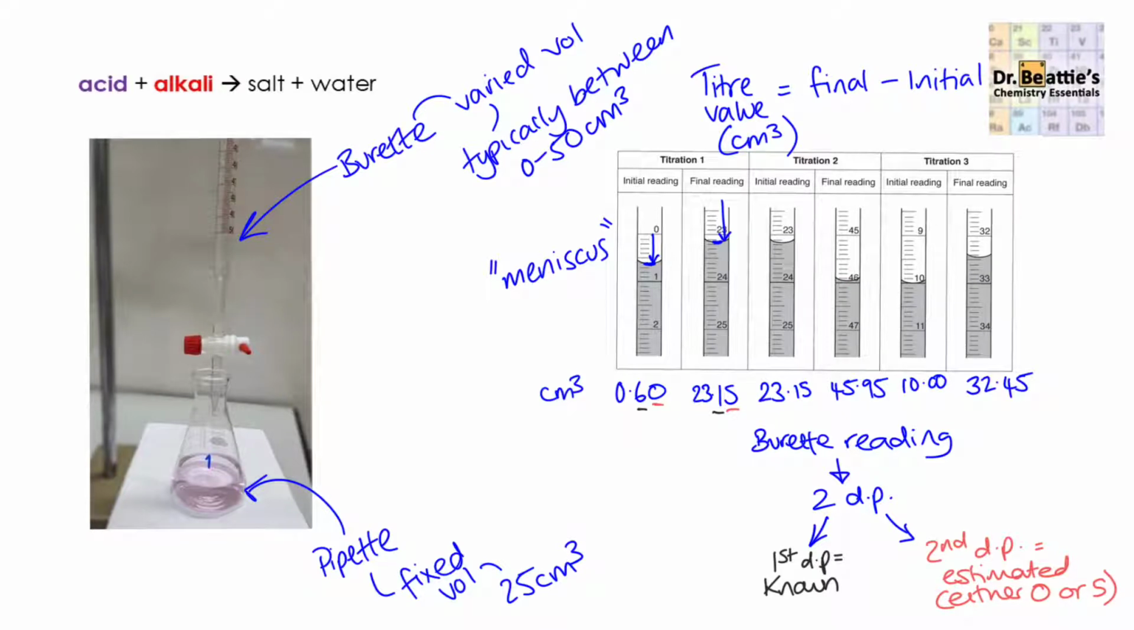So get into the habit of always identifying the known digits and then making an estimation of 0 or 5. Your trailing number here cannot be anything different than 0 or 5. Once you've taken these measurements of the initial and the final, the difference is known as the titre value. That's the volume that was actually released into the conical flask by the burette. For example, if we had acid in the burette, that would be the volume of acid used in our titration to neutralise the alkali, which would have been in the conical flask.